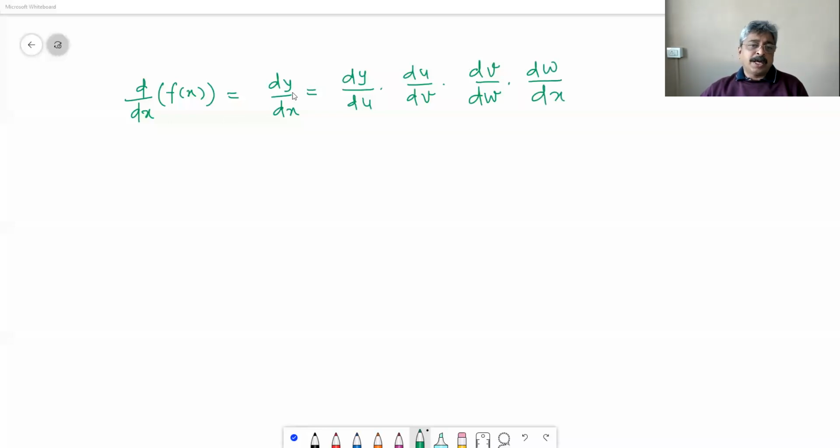So we are ready to use this, and it looks algebraically simple. Du cancel, dv cancel, dw cancel, therefore dy by dx. It works like that, but the meaning of that is a little different. So this is chain rule. Keep going inside the function and keep differentiating it.